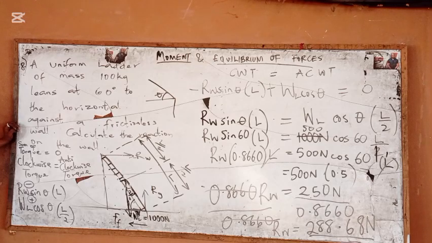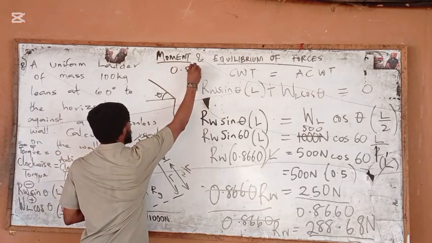Against a frictional wall. Calculate the reaction on the wall, if the coefficient of static friction is 0.84.